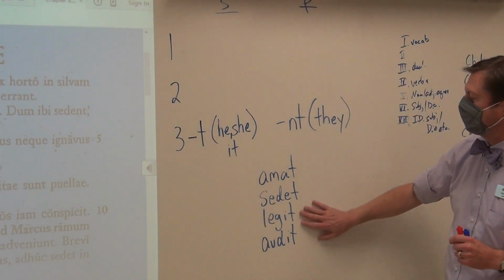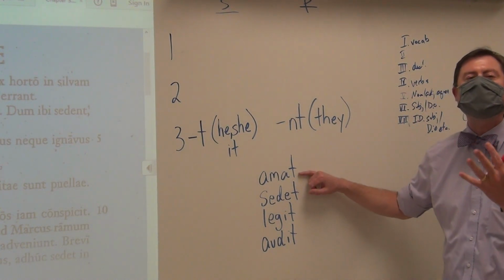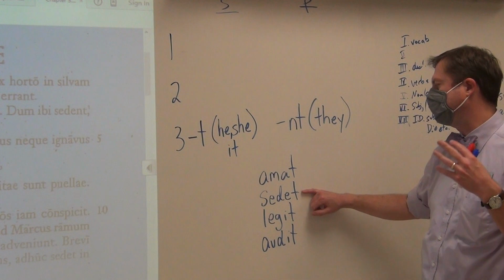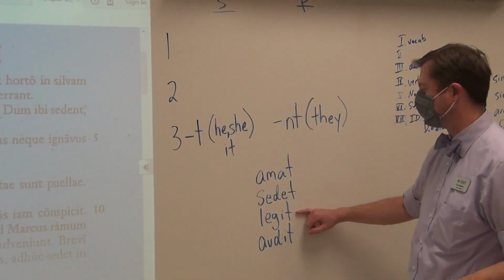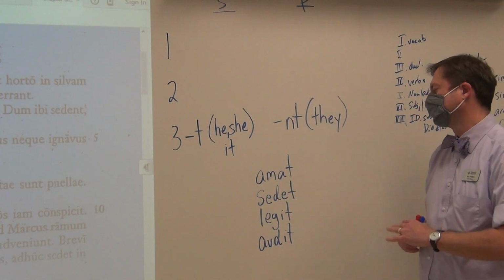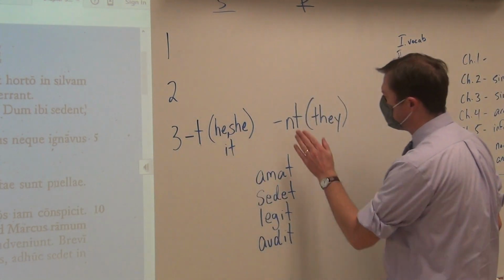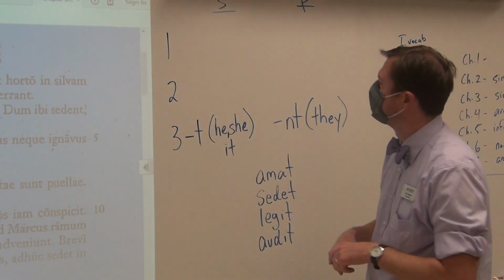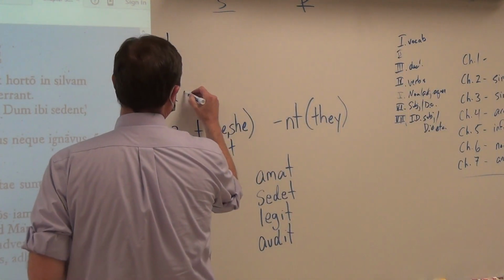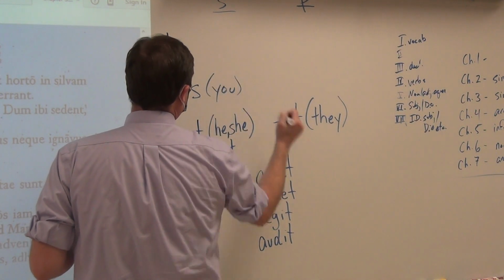But note they all have that T, which tells us that it's a subject. Not "loves," but he, she, or it loves. He, she, or it sits. He, she, or it reads. He, she, or it hears. And so, these endings that we've seen so far are T for he, she, or it, NT for they, and in the last chapter 4, we saw S for the subject, you.